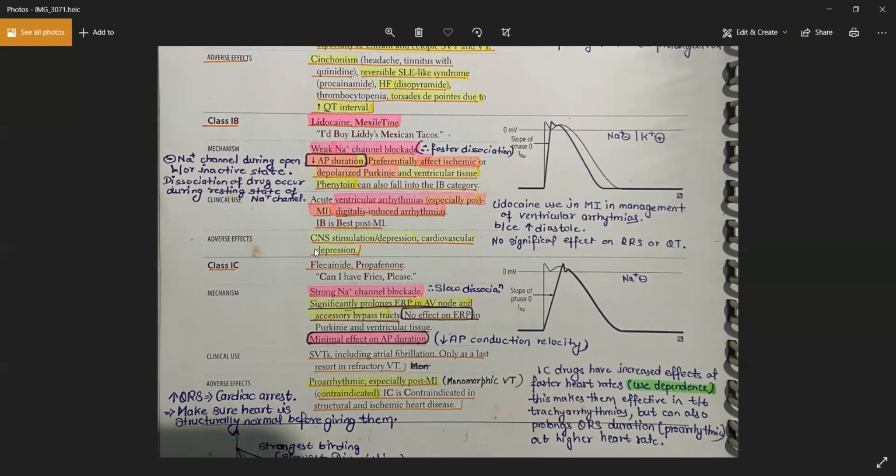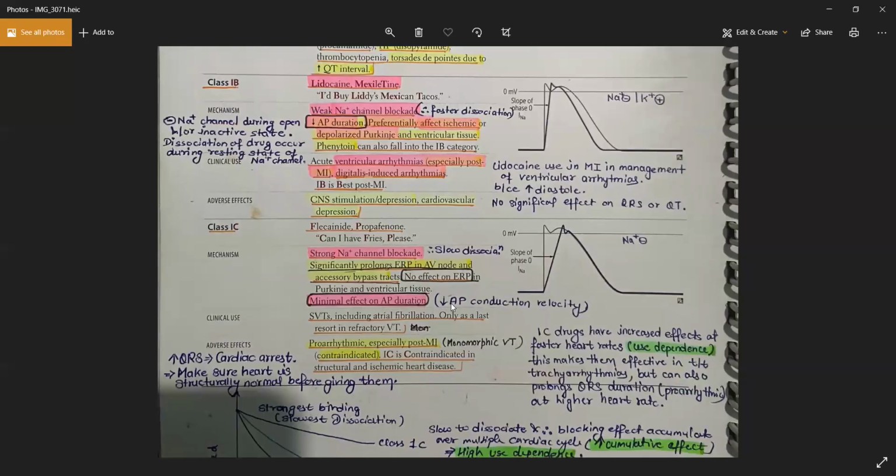You have to be extremely cautious while giving those drugs. You should only give those drugs in a very normal myocardium. You cannot give these drugs in any ischemic or structurally abnormal myocardium, otherwise they can cause further tachycardias or other arrhythmias. So make sure that the heart is structurally normal before giving these drugs. They have no effect on the AP duration, as you can see.